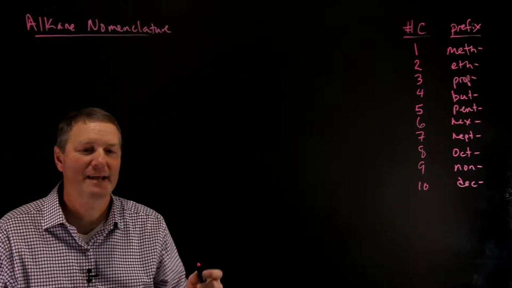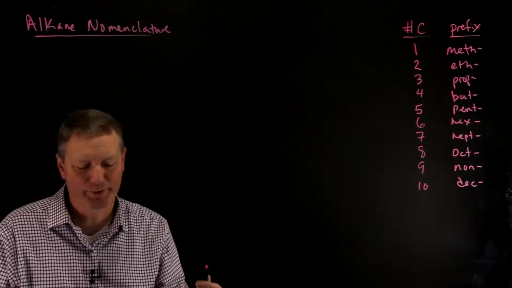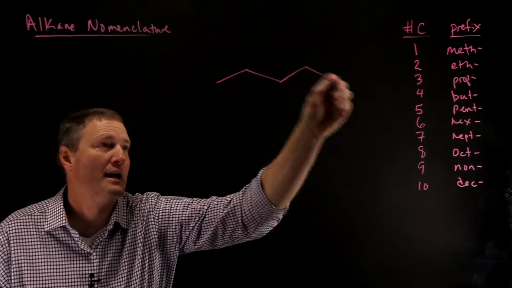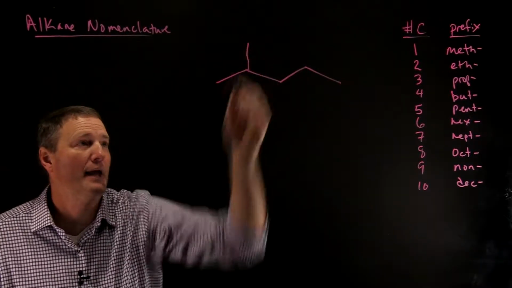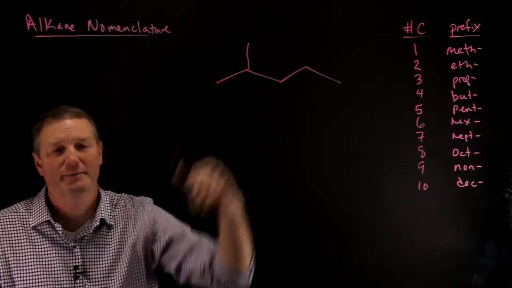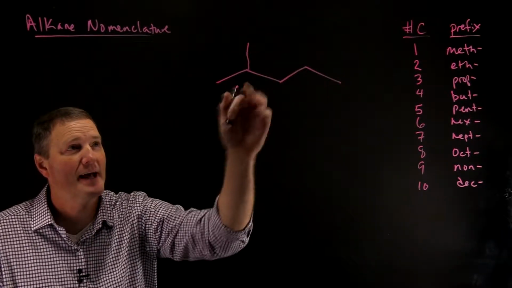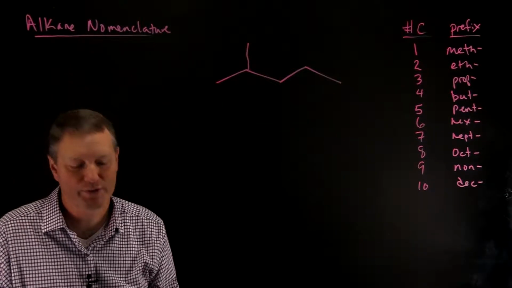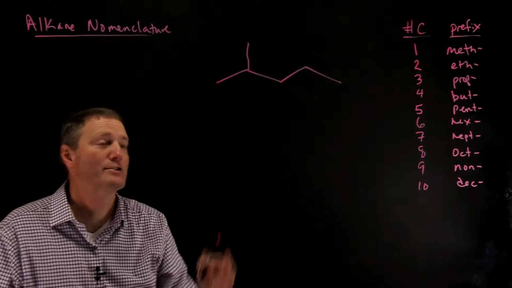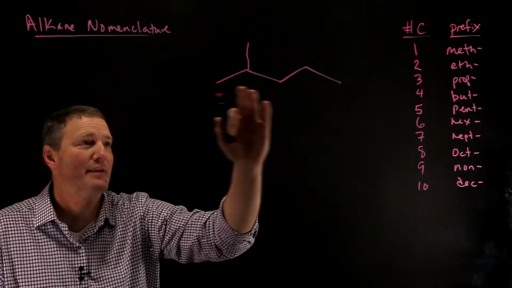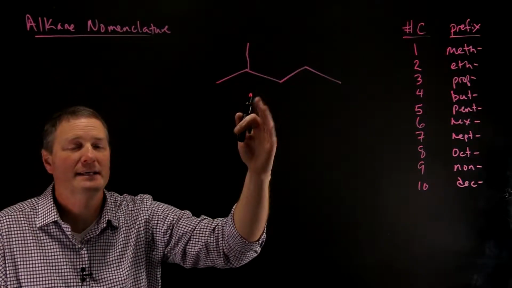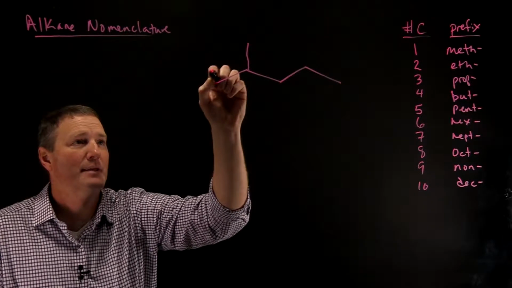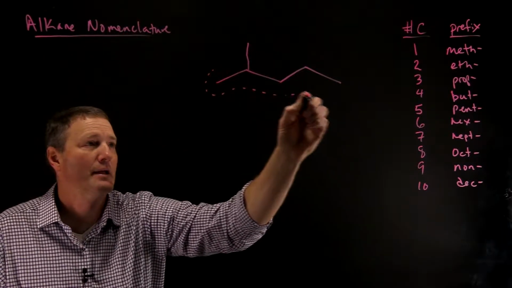So let's do an example of naming a simple alkane molecule. All right, so here's going to be our molecule. And remember, in the line angle drawing that we talked about in a previous video, any end of a line or change in direction of a line represents a carbon with its associated hydrogens. All right, so the very first thing we need to do is identify the carbon chain that has the longest continuous carbon chain. So in this case, that would be this carbon chain here.